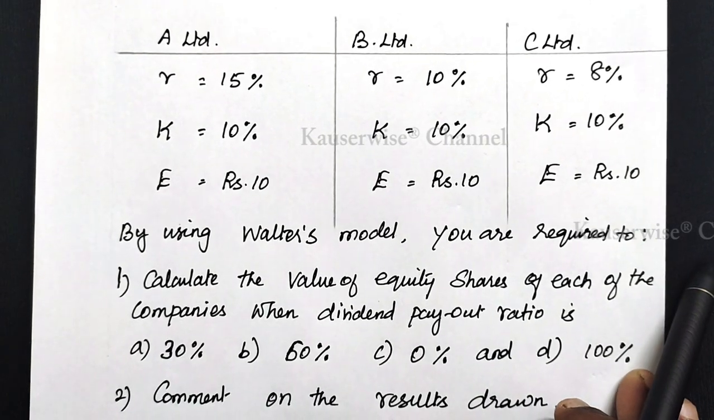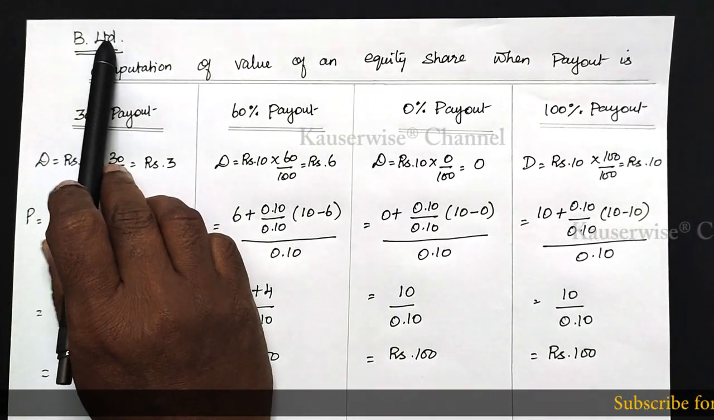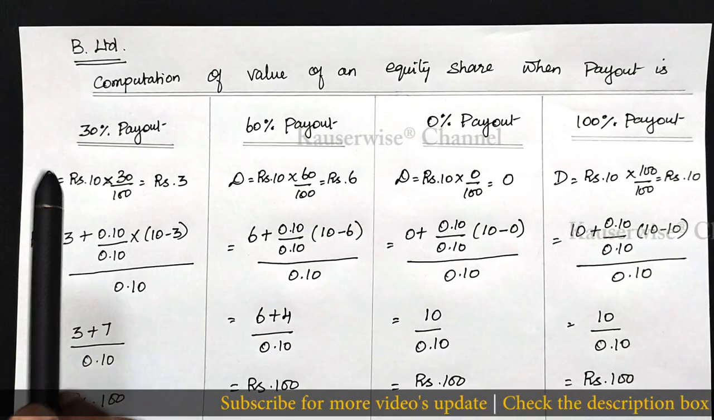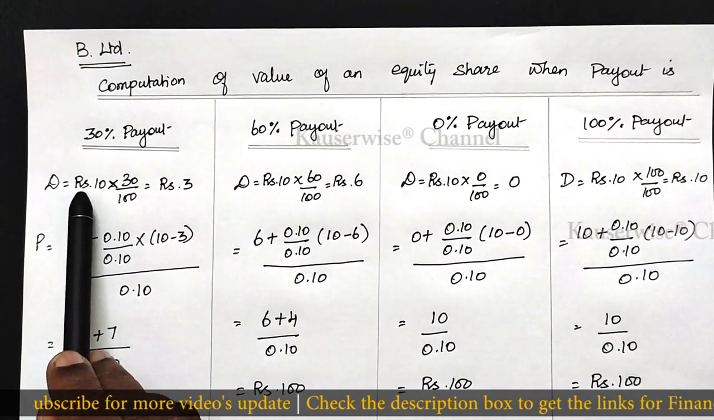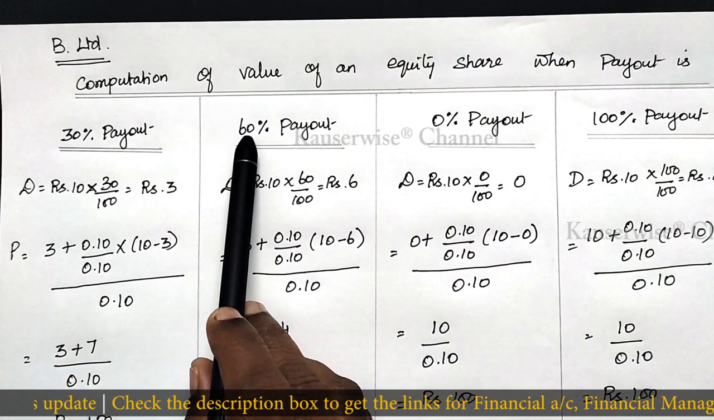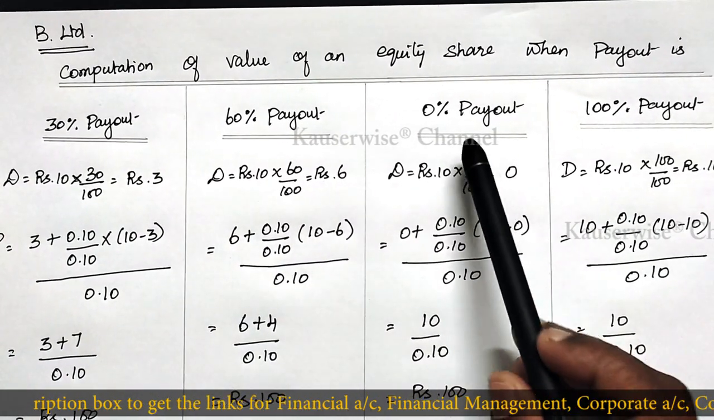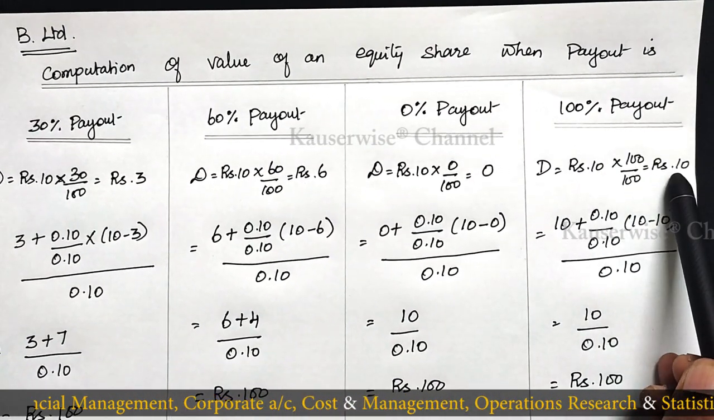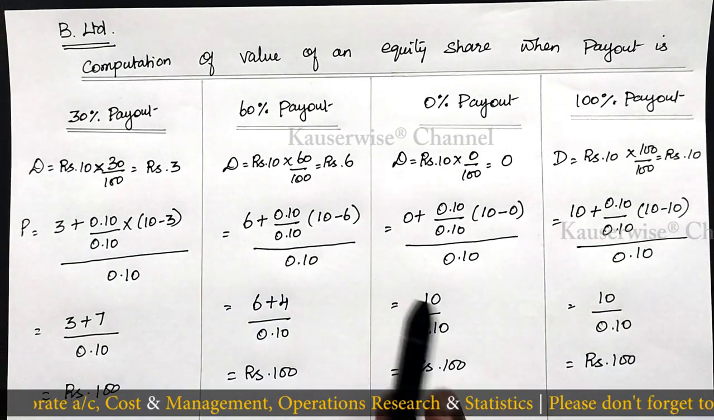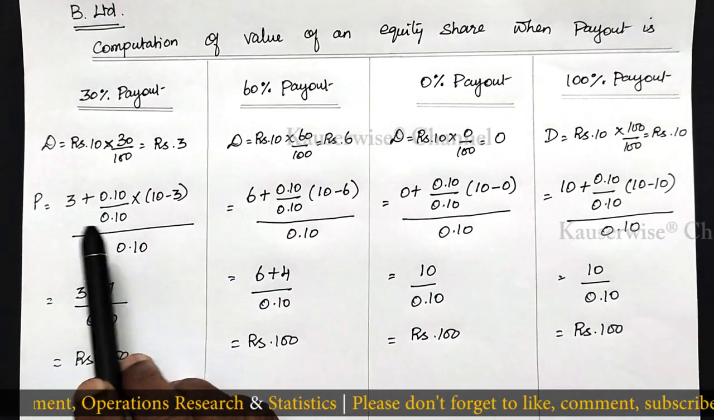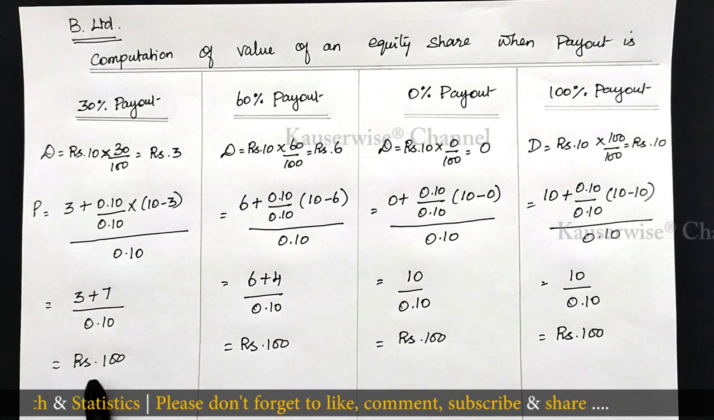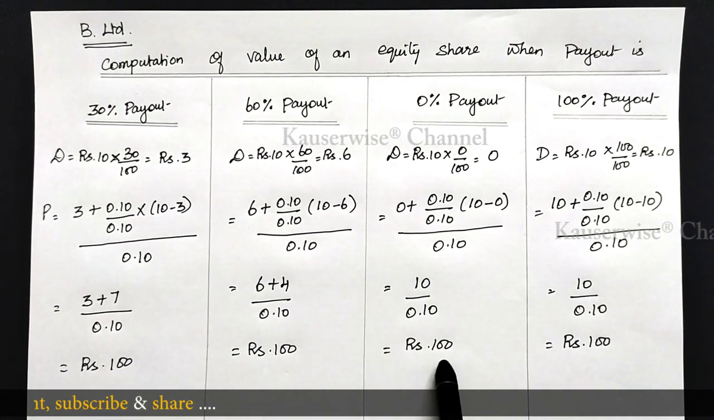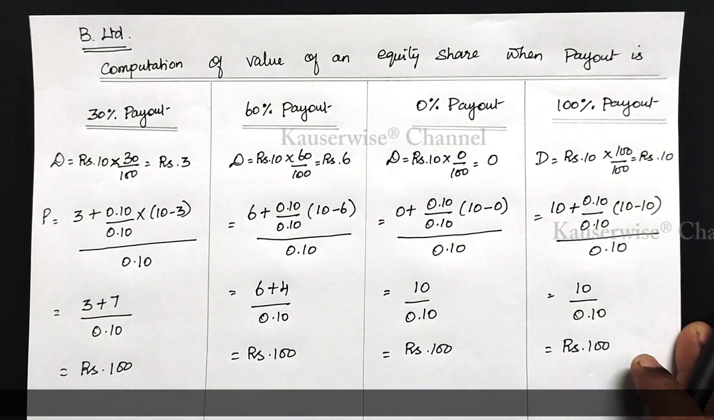Now, see the solution for B Limited. First, we need to calculate D for 4 different options. So, 30% payout. Earning per share is 10 rupees, so 10 rupees into 30%, 3 rupees. Second option, 60%, so 6 rupees. Third option, 0%, so 0. And the last one is 100%, so same value, 10 rupees. After finding the D value, we simply substitute the formula to find out market value per share according to 4 different options. Here we have got 100 rupees as market value per share for all the 4 different options.